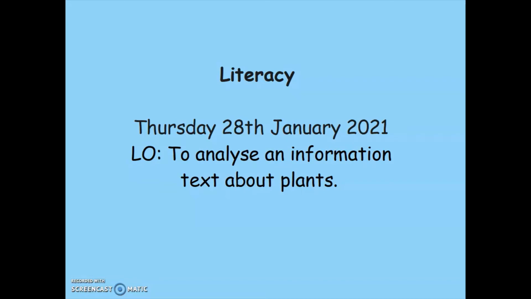Hello Year 3, this is your literacy lesson with Miss Callaghan on Thursday the 28th of January 2021. Your learning objective for today is to analyse an information text about plants. Please write the date and the learning objective in your literacy books now.